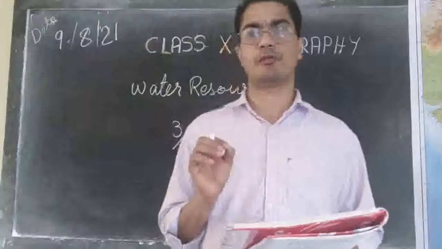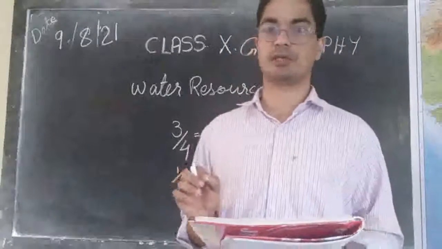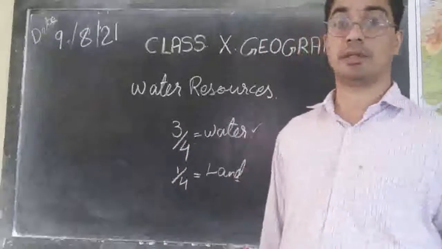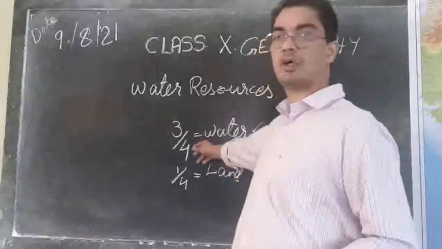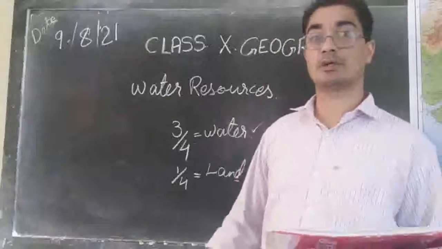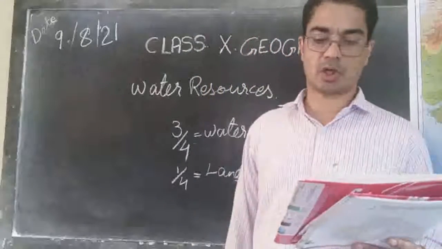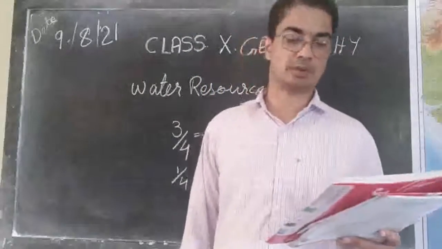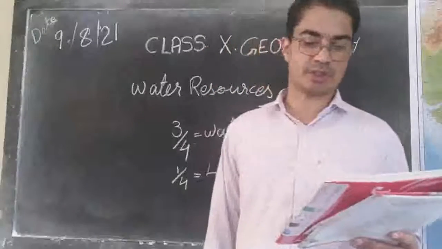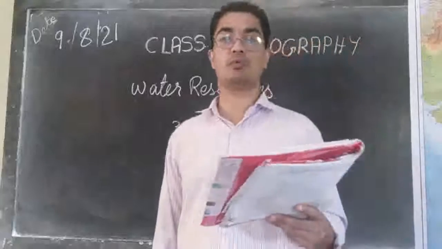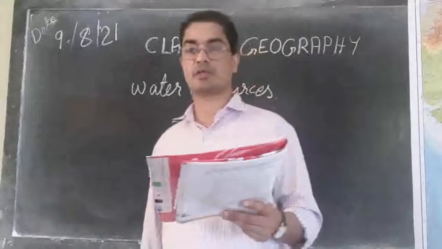Now let us see a few facts and figures about water. What is the number about the water? We already said about 3/4 of the earth is water. Now let us see about that water. 96.5% of the total volume of the world's water is estimated to exist as oceans, and only 2.5% of water is fresh water.